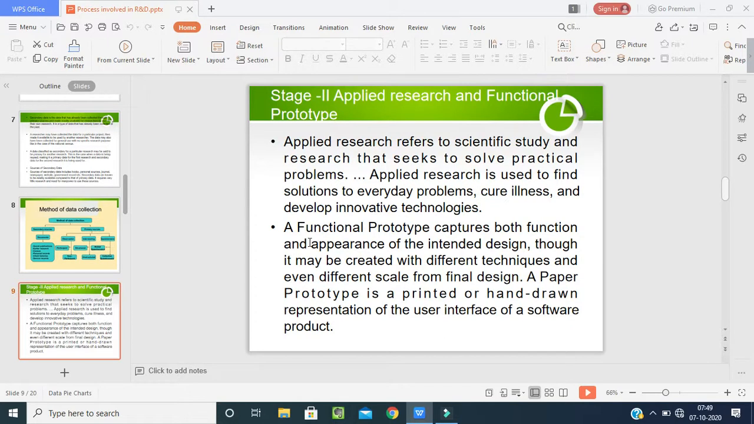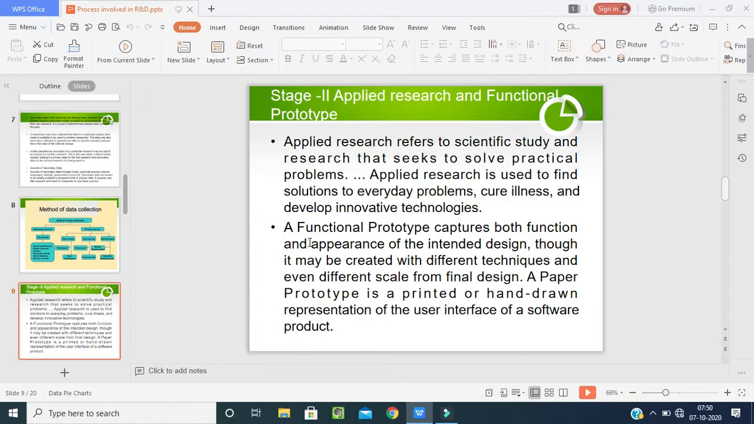Now first we will learn what you mean by applied research. Applied refers to a scientific study and research that seeks to solve practical problems. What are the practical problems they are having in everyday life, or cure illness and innovative technologies? All these things will take place in the applied research. So here you can see on the screen that applied research refers to scientific study and research that seeks to solve practical problems. Applied research is used to find solutions to everyday problems, cure illness, and develop innovative technologies.